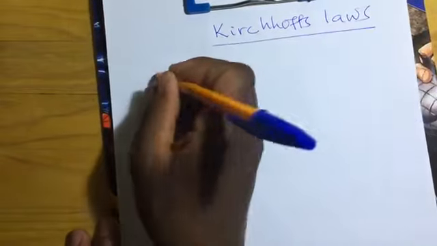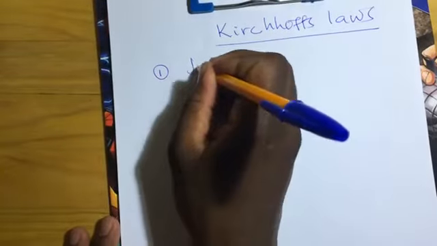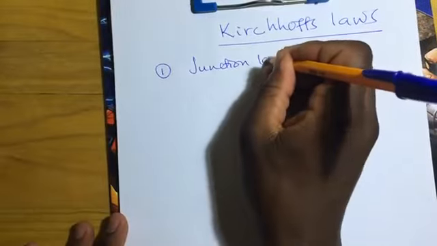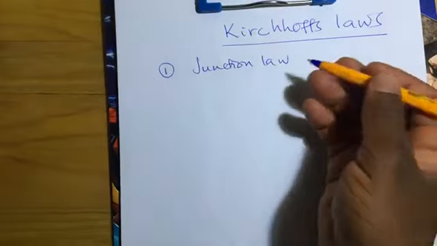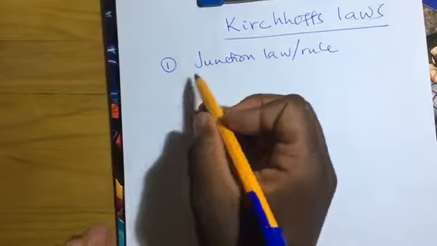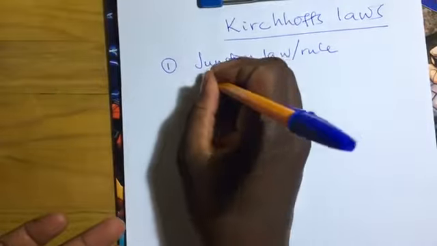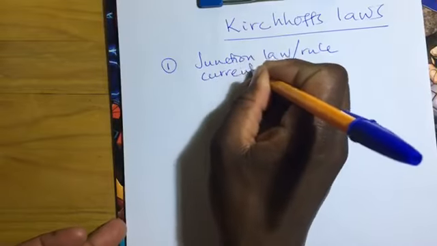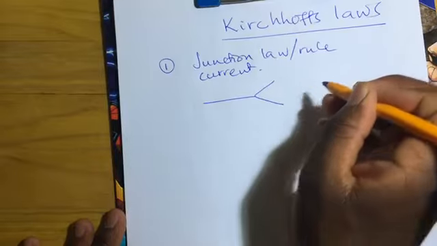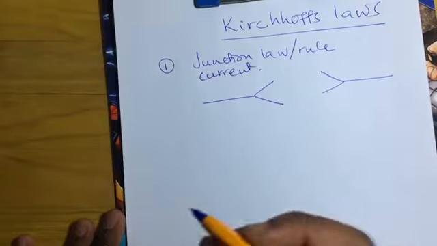Laws. Number one, we said we're going to have the junction law. Some people call it a rule. Some people would also refer to the junction law as the current law, because obviously it talks about current. And this talks about splitting of current or converging of current.